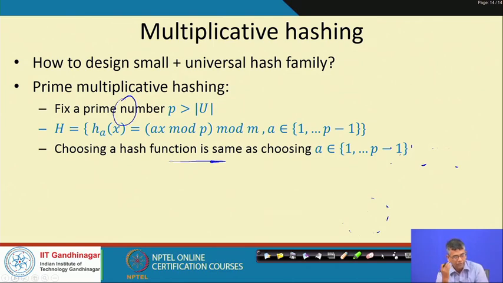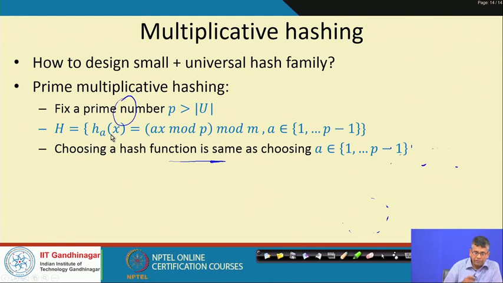Then define the following family. Look at all numbers a in the range from 1 to p minus 1, and for each such number there will be a function h_a. So, what is this function h_a? This function h_a is nothing but this very simple operation. Given a number x, we are thinking of element IDs as numbers in the range from 0 to the cardinality of U. Without loss of generality, we can always do that.